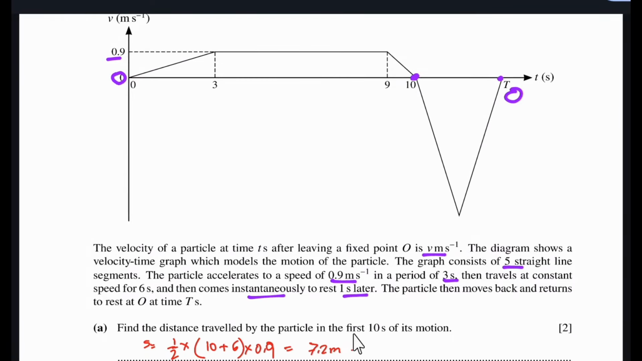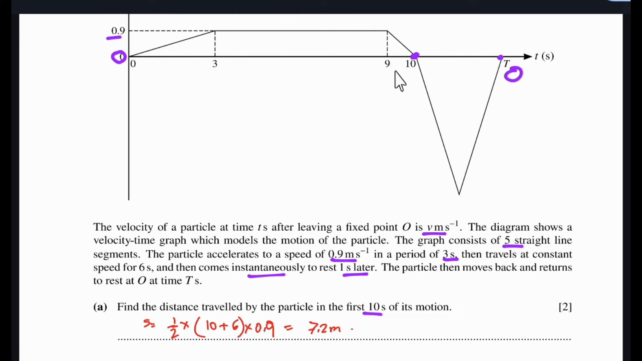Find the distance covered by the particle in the first 10 seconds of motion. So for the first 10 seconds, this is the area of a trapezium, that is half into the sum of two parallel sides, that is 10 and 6, into the height, that is 0.9. So the distance comes to be 7.2 meters.